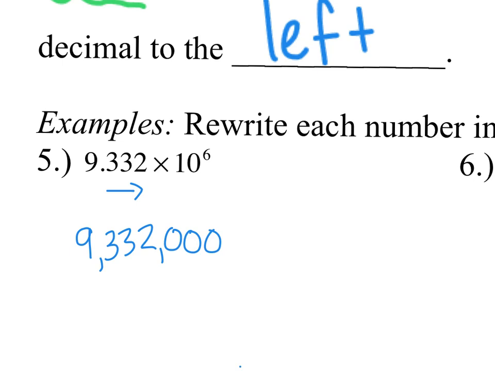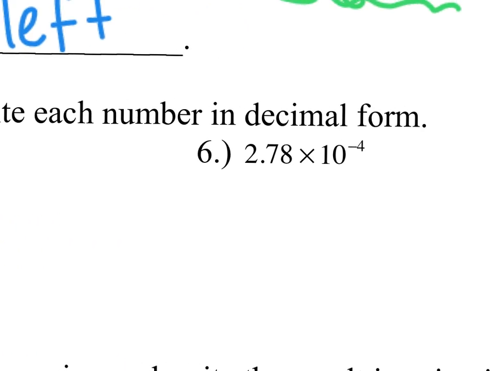So if it was a negative exponent, we need to move this decimal to the left. So here would be 1, and we need it 3 more. So we need 3 more zeros.